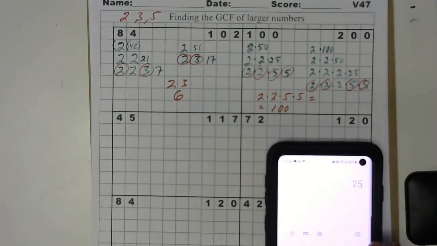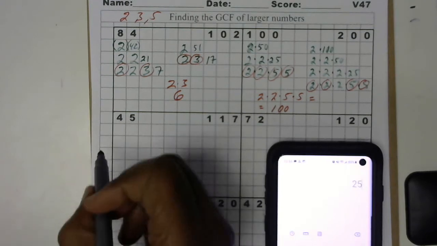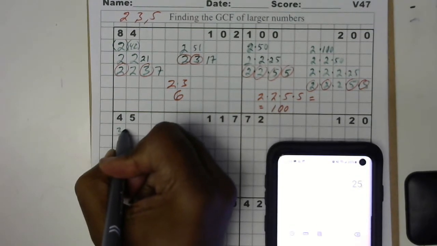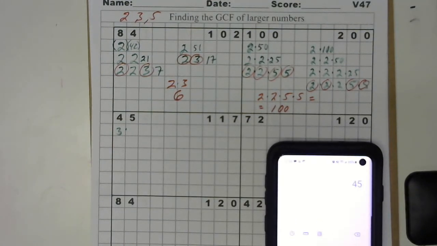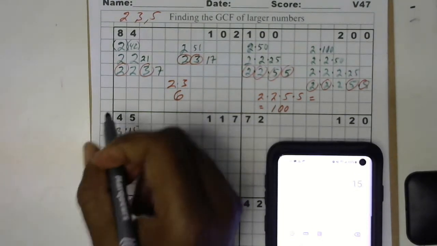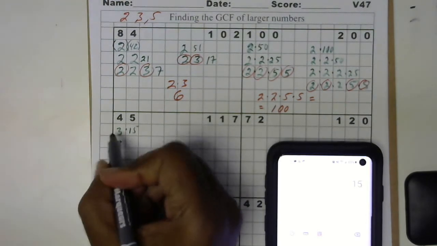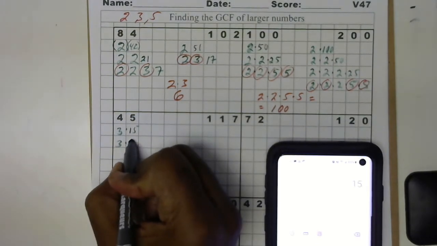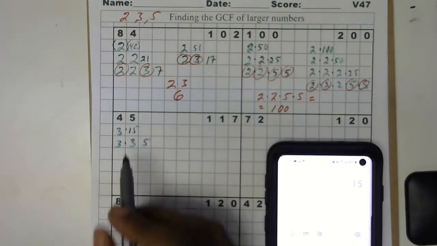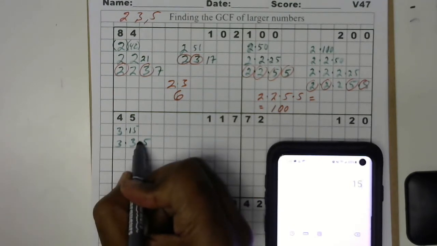Okay, one last one. 45. 45 cannot be divided by 2, but 4 plus 5 is 9, and 9 can be divided by 3. So 45 turns into 3 times, and we take 45 divided by 3, and we get 15. So that'll be 3 times 15. We bring the 3 down. 15 cannot be divided by 2, but it can be divided by 3. So 15 divided by 3 equals 5. That's as far as we can go: 3 times 3 times 5.